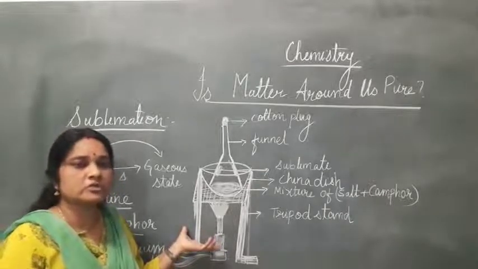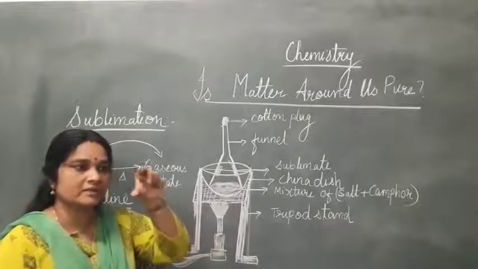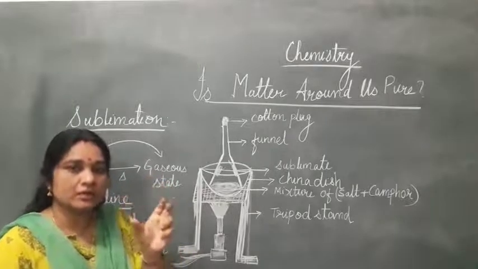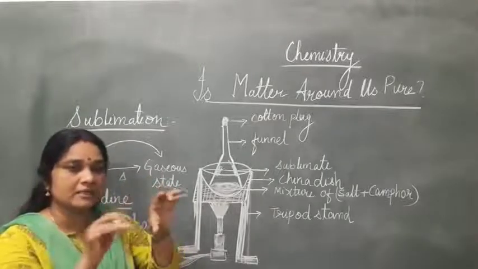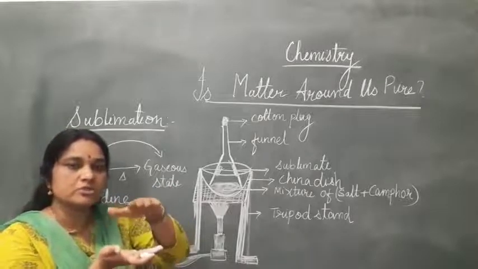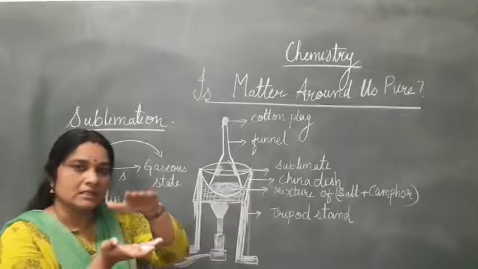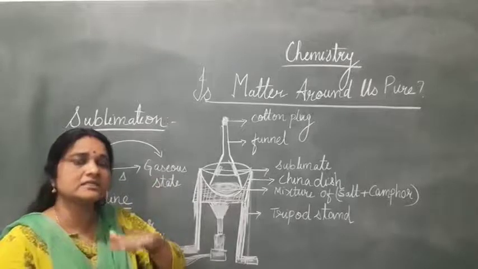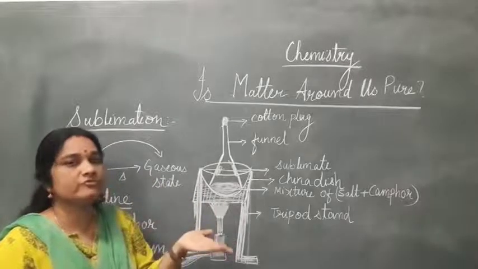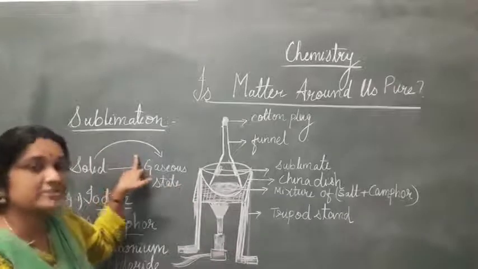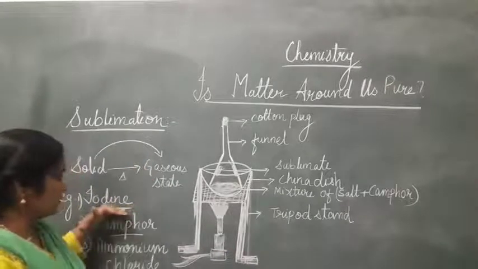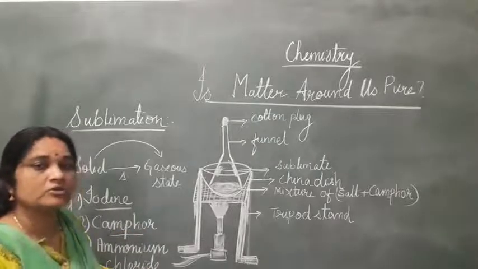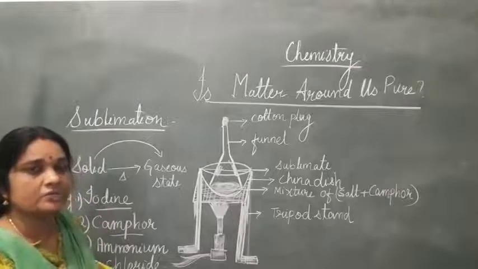Another common thing you can see in your washroom or bathroom is a box of odorant, that is, a room purifier. Odorants are also sublimable. When you buy it, it has a good size, but slowly, as you keep it, you can see the size decreases. That means it is directly vaporizing, getting converted from solid state to vapor state. So the examples of sublimable substances are iodine, camphor, ammonium chloride, anthracene, naphthalene and odorant-like substances. They all are sublimable.